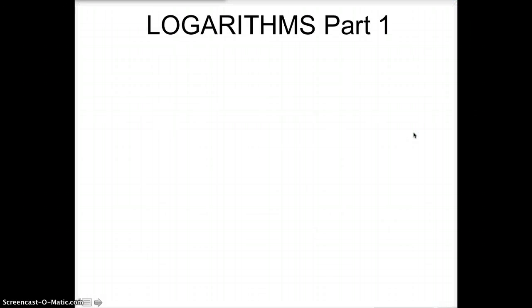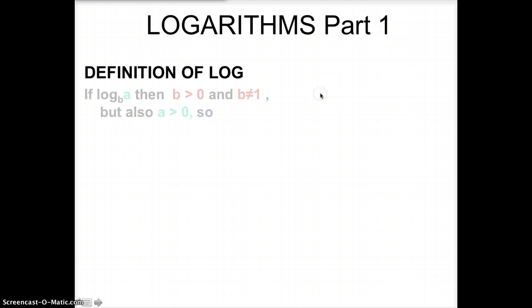This is part one of logarithms. We've already talked about exponentials, and I want to emphasize to you the definition of a logarithm. A logarithm is written such that the log base b of a, well, let's talk about the b.